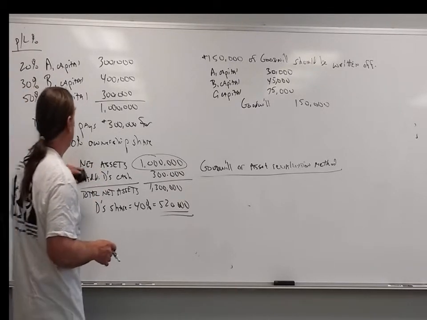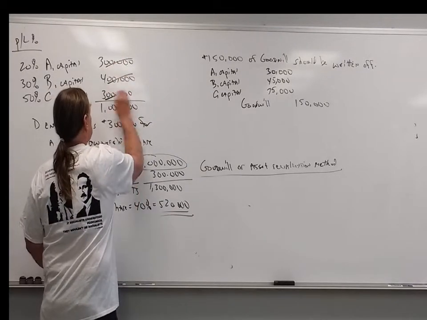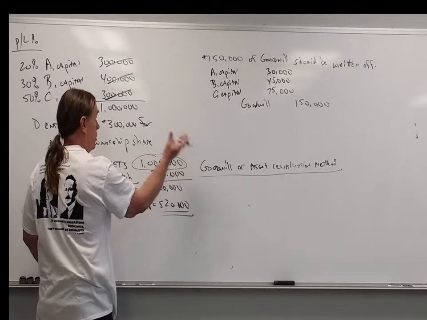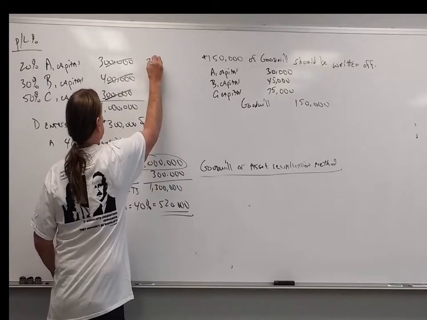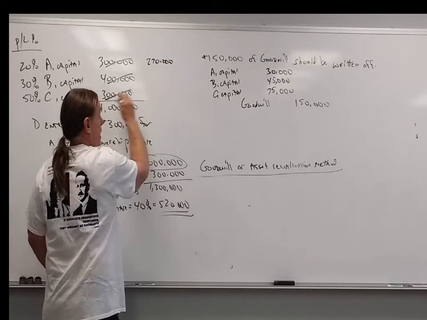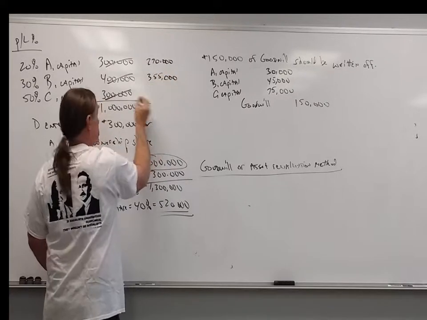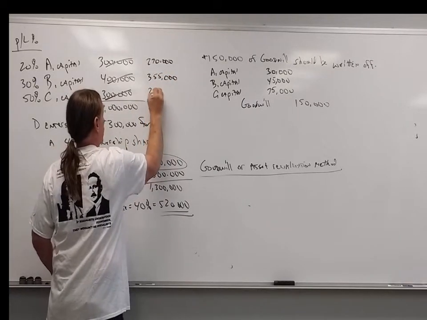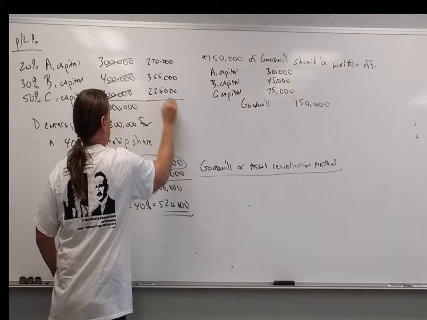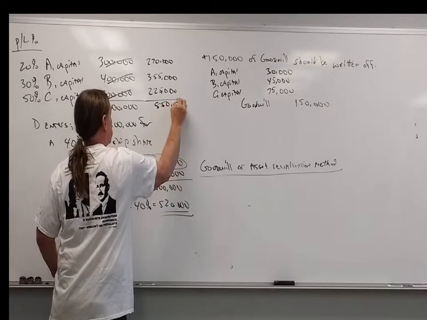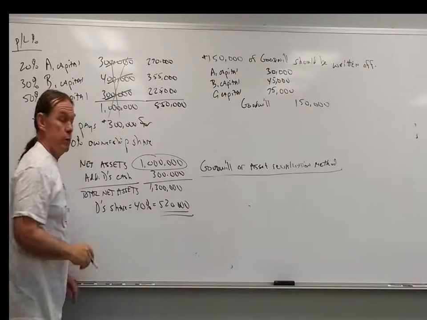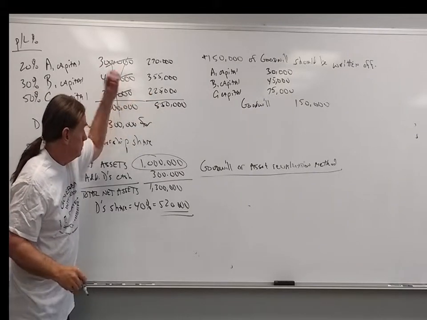Okay, now, our net assets, we've dropped these things. Because of this goodwill impairment, A's capital is down to 270. B's capital is down to 355. C's capital is down to 225, totaling $850,000. Again, we got rid of a chunk of their goodwill.